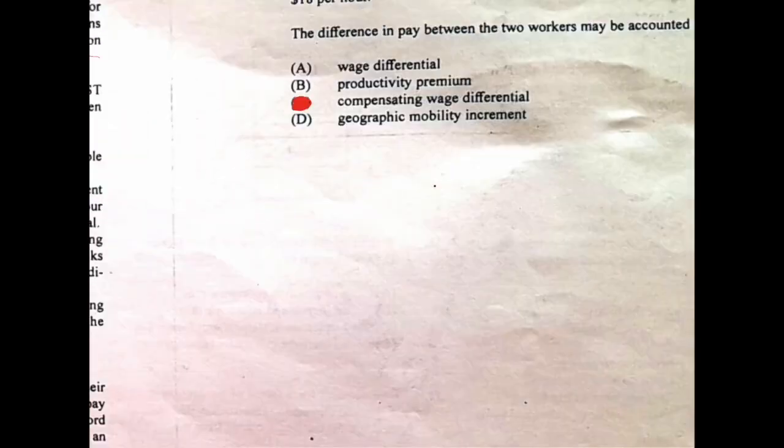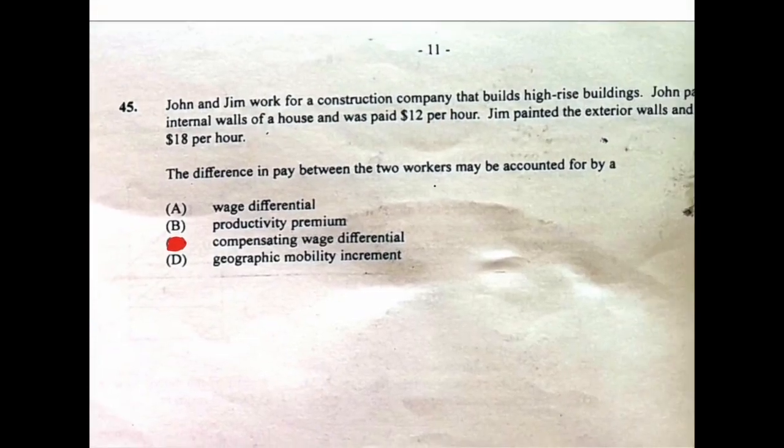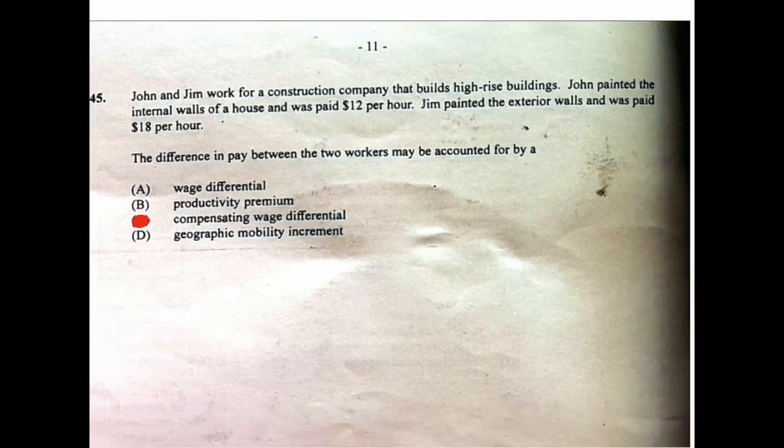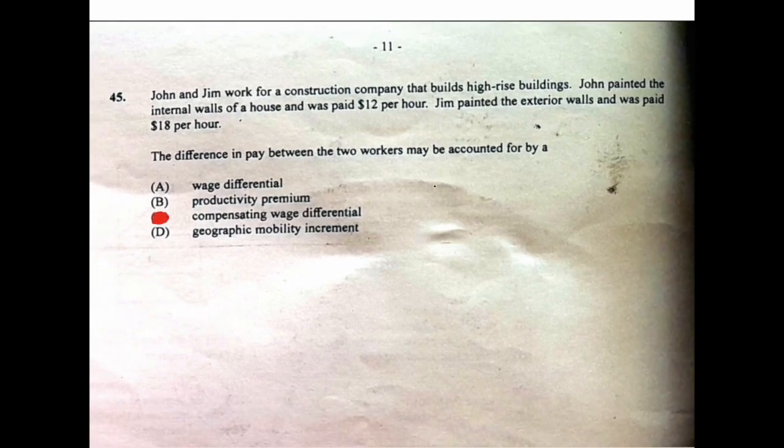All right, 45. John and Jim work for a construction company that builds high-rise buildings. John painted the interior walls of the house and was paid $12 per hour. Jim painted the exterior walls and was paid $18. The difference in pay between the two workers may be accounted for by a, well, C, compensating wage differential.